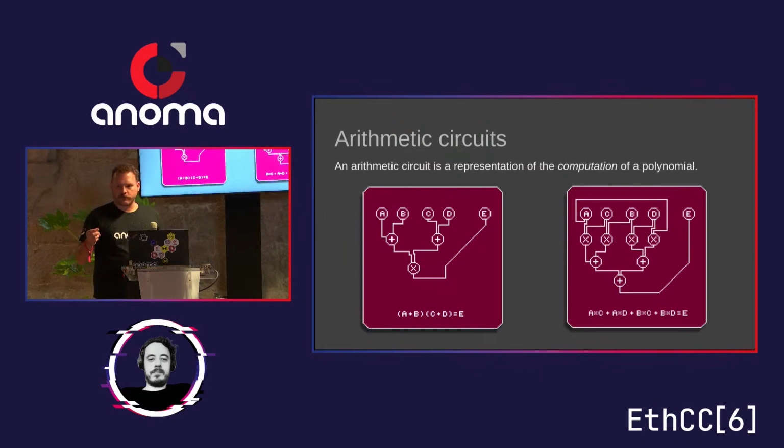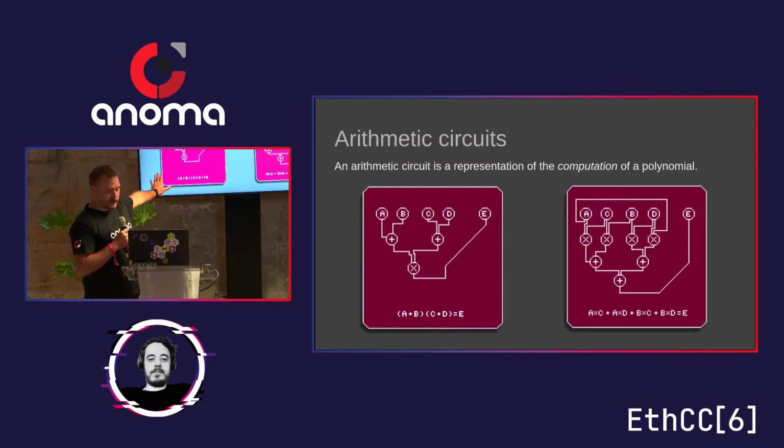Arithmetic circuits. These are the objects that VampIR describes. An arithmetic circuit is a representation of the computation of a polynomial. So I have two arithmetic circuits here. Both have 5 variables. And if you look at the equations down here at the bottom, you should see that they're actually the same polynomial, but they're computed differently.